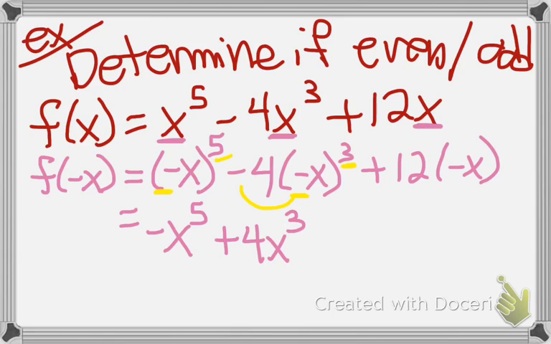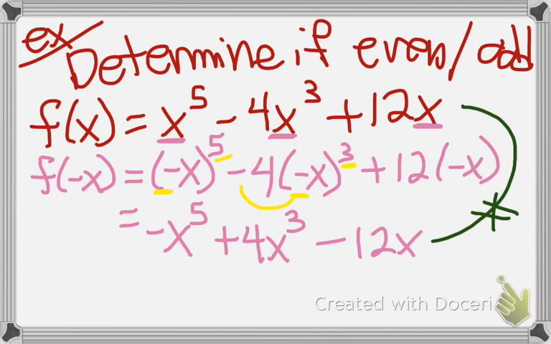12 times negative x. Now that's only one negative, so it's going to stay a negative 12x. And then you ask yourself the question, does this equal the same as the original? Does this equal this? No, it doesn't. It certainly does not equal that, right? Those are not the same. So what you do next is you actually have to figure out, let me go back and erase that.